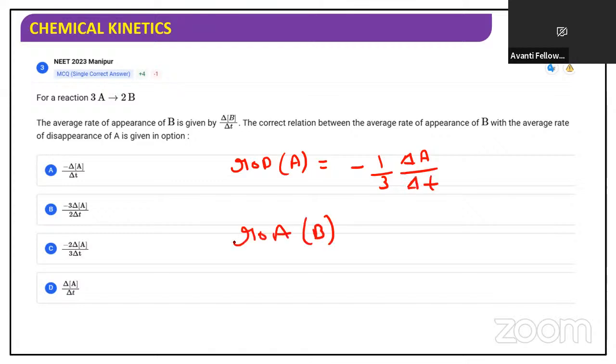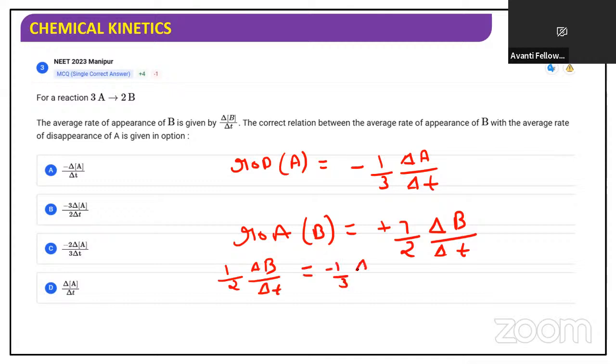Similarly, rate of appearance delta B by delta T. So, what is the relationship between these two? The correct relationship of the average rate of appearance of B with the average rate of appearance of A: we can write 1 by 2 del B by del T is equal to minus 1 by 3 del A by del T. So del B by del T comes out to be minus 2 by 3 del A by del T.